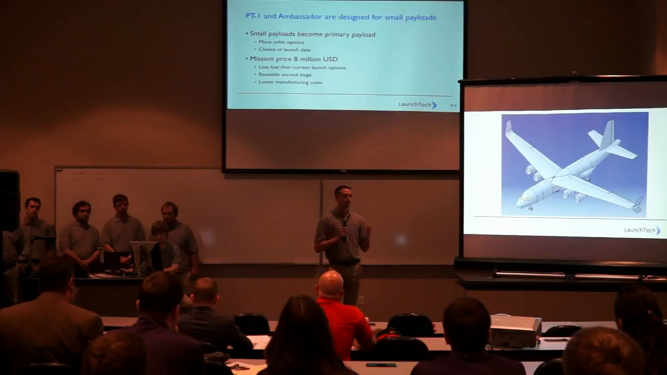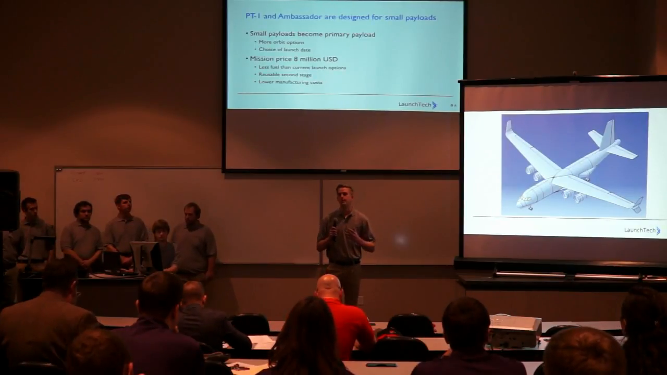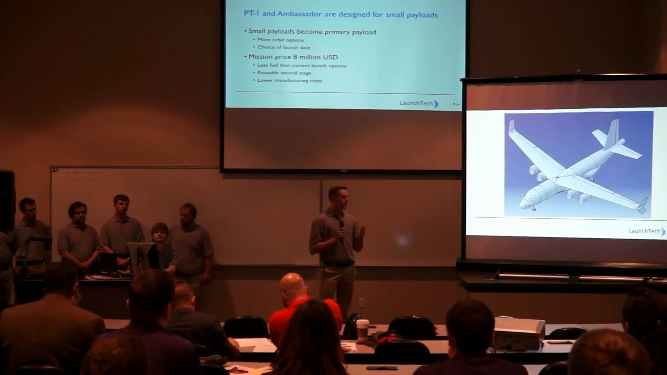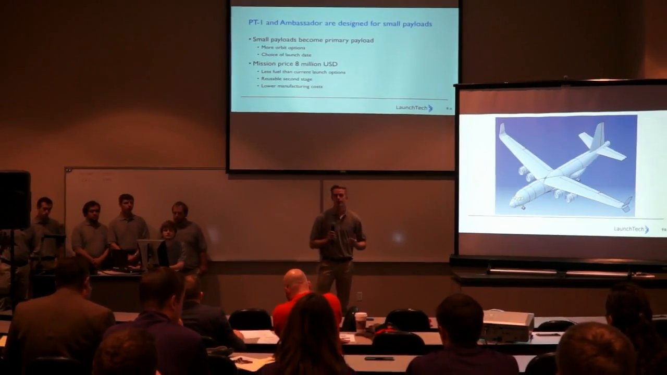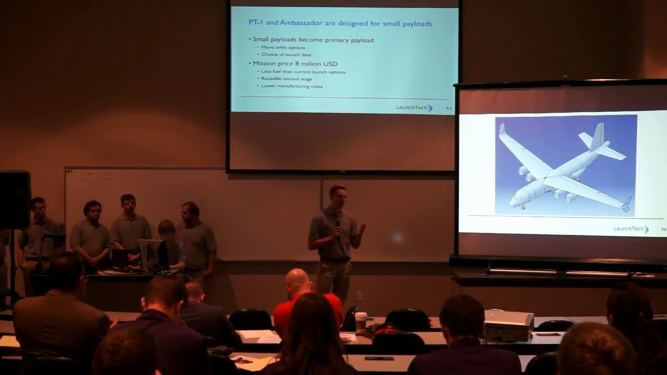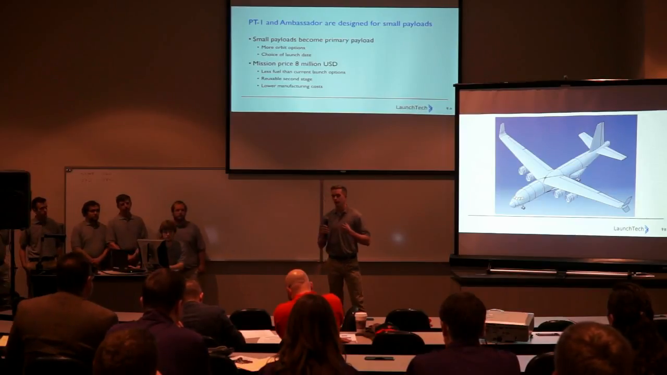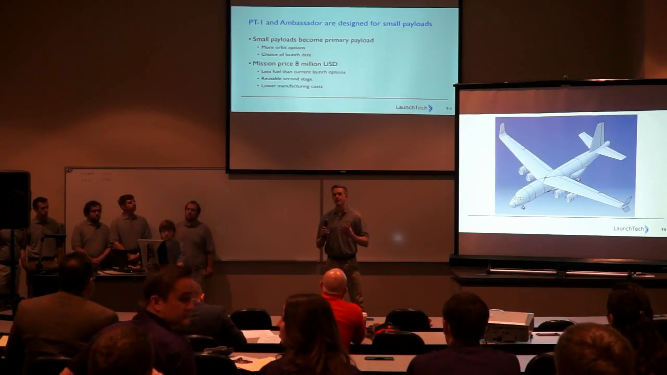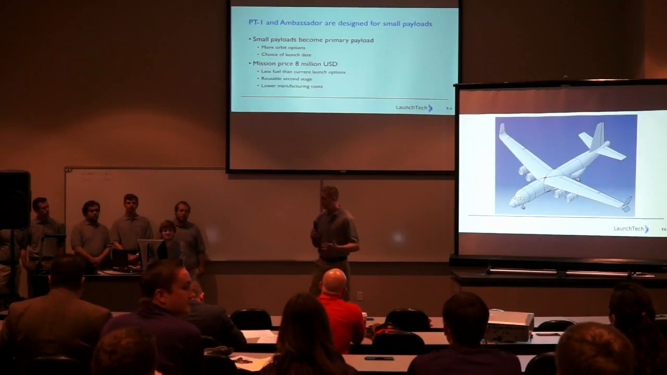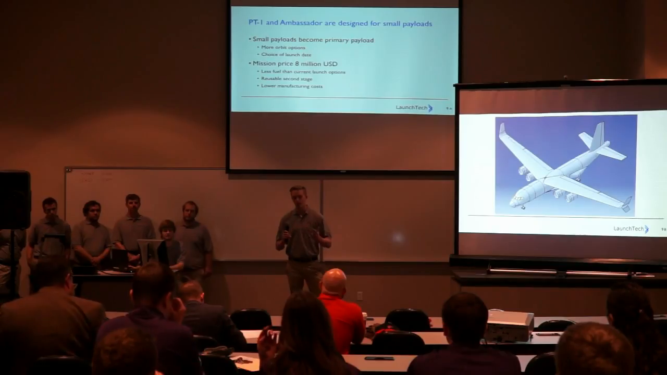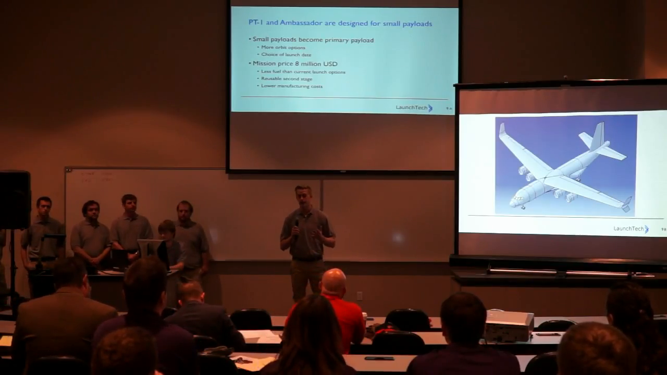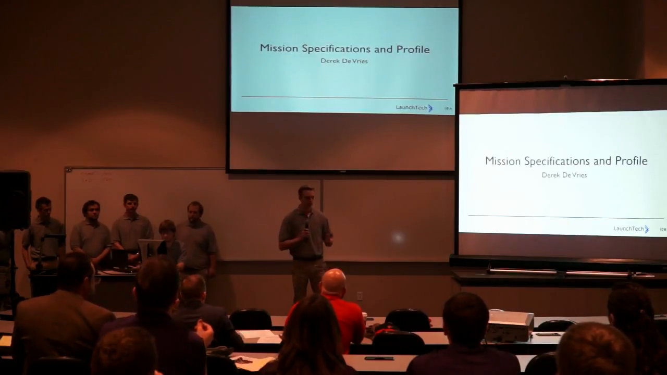So we're going to give these small payloads the opportunity to be the primary payload, giving them the orbit option that they want, their launch date, and because the Ambassador is fully reusable, we're going to have the lowest mission price on the market. So we have a mission price estimated to be $8 million. We're able to achieve this because with the reusable second stage and with the two-stage to orbit platform, we have less fuel, we have a lower manufacturing cost per mission because we do not have to manufacture that second stage for every launch. So that's the PT-1.